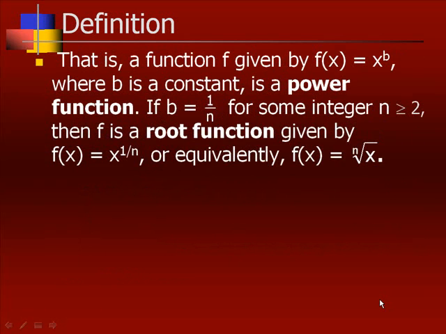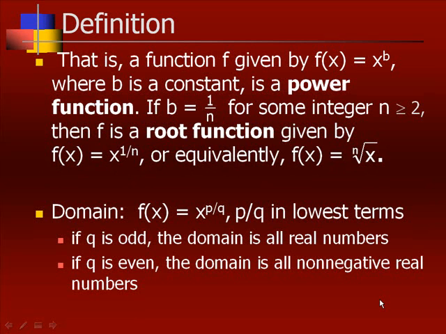That is, a function f given by f of x equals x to the b, where b is a constant, is a power function. If b equals 1 over n for some integer n greater than or equal to 2, then f is a root function given by f of x equals x to the 1 over n, or equivalently, f of x is equal to the nth root of x.